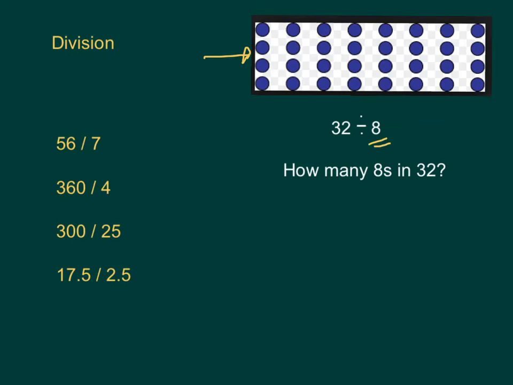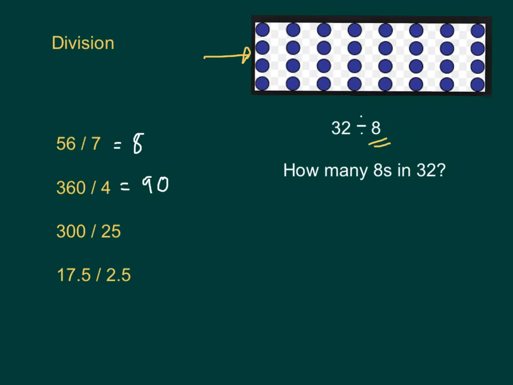So how many 7s in 56? Of course, there are 8. I know that by using a times table fact. And how many 4s in 360? I would know that there are 90, because 9 4s are 360. Equally there, I would probably halve and halve again.